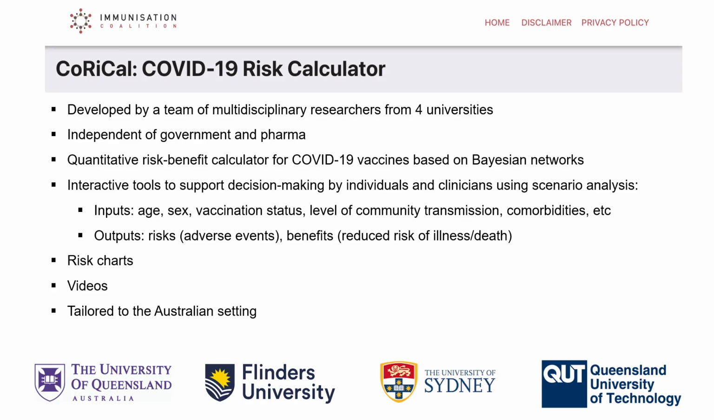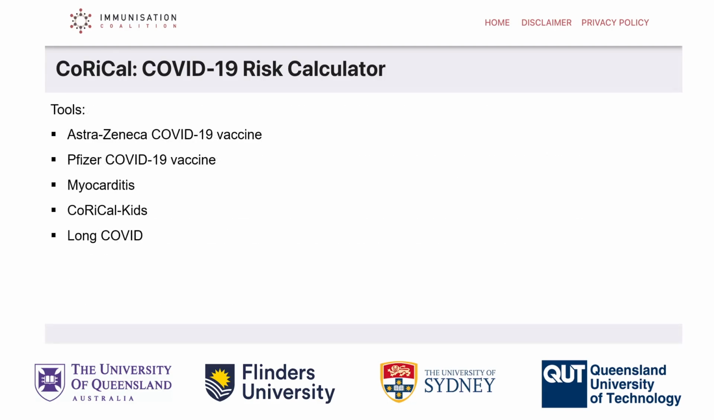Now, most people would not really know how to use a Bayesian network, so what we did was we built a digital workflow that enabled the outputs of the models to be accessible by anybody through a web-based interface. So I'll show you some examples in a minute. Also, there are some static risk charts, some explanatory videos, and all of the models were built to be relevant to the Australian context.